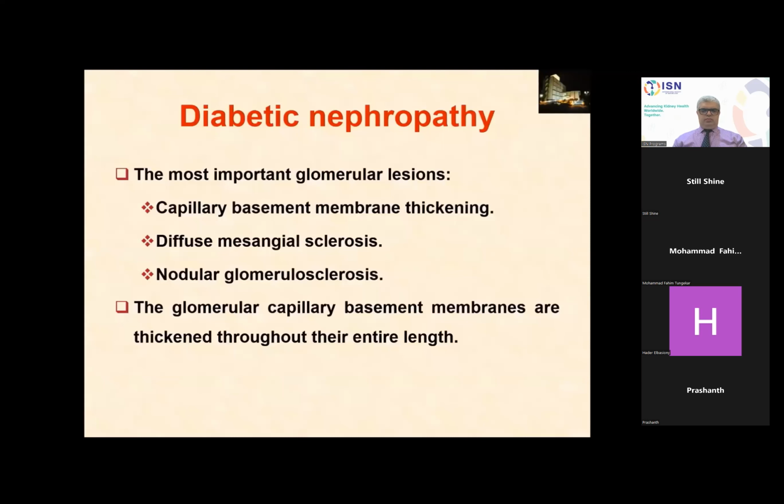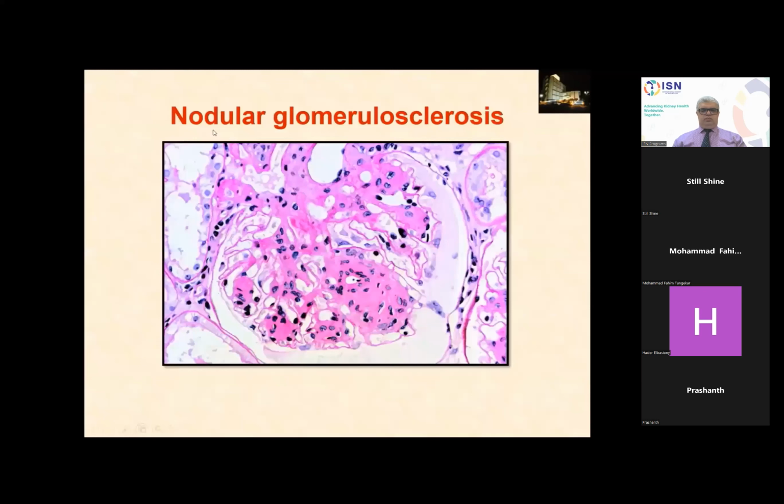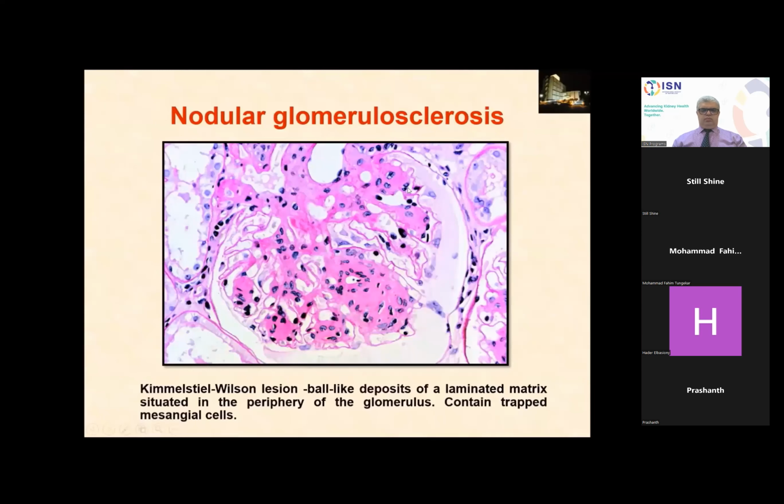The most important glomerular lesions for diabetes are capillary basement membrane thickening, diffuse mesangial sclerosis, or nodular glomerulosclerosis, that is known as Kimmelstiel-Wilson nodules. The glomerular capillary basement membranes are thickened throughout their entire length. And here we have an example of nodular glomerulosclerosis. This is the Kimmelstiel-Wilson nodule. This is the mesangial nodular sclerosis of diabetic glomerulosclerosis, Kimmelstiel-Wilson lesion, or deposit of laminated matrix situated in the periphery of the glomerulus contained trapped mesangial cells, like here and here.